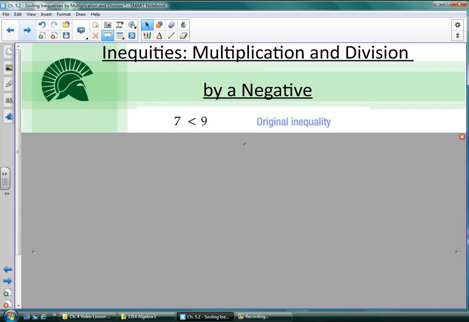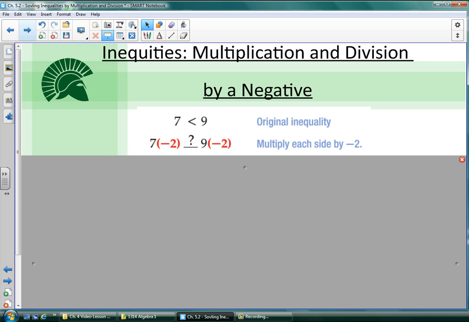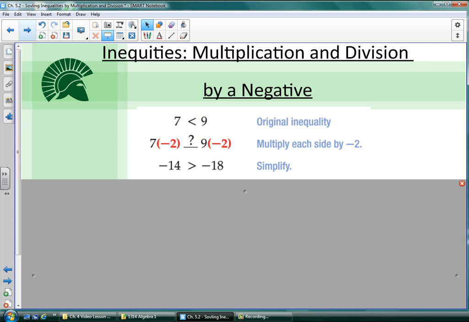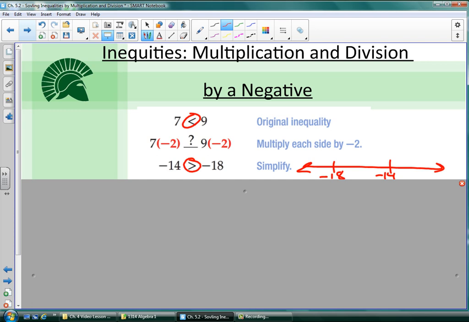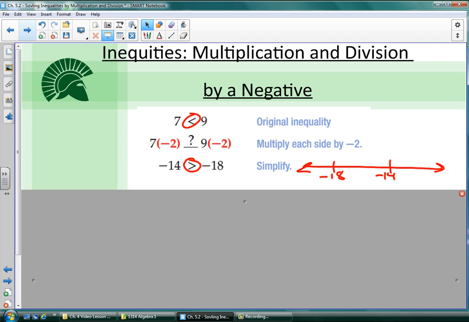Where we run into some change is when we look at negatives. So if we have 7 and 9, 7 is less than 9. If I multiply both sides by a negative, I'm going to end up with negative 14 and negative 18. Well, if we remember our number line, negative 14 is over here, negative 18 is over here. So what we notice is when we multiply both sides by a negative, our inequality sign is actually not preserved. It's actually flipped. And that's why we write it this way. So if we remember our number line, that's what it would look like. Bigger numbers go to the right.